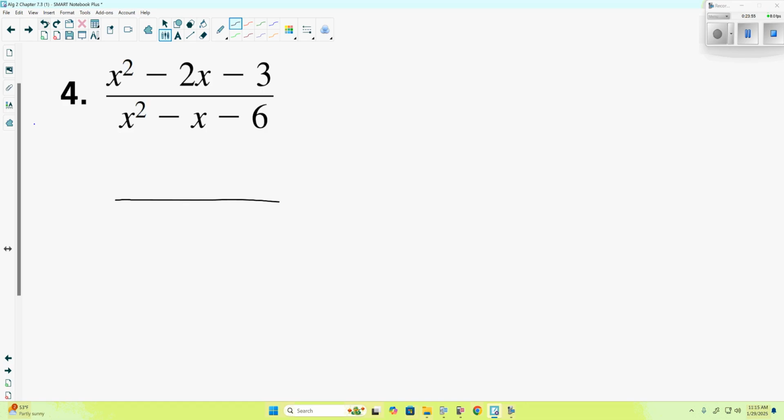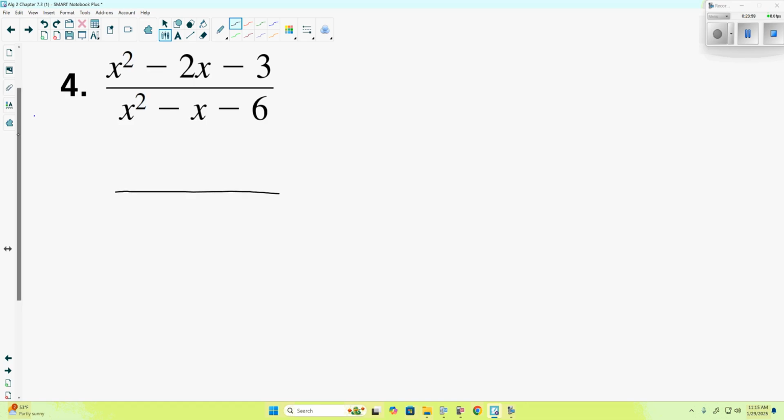That unfortunately doesn't work. It'd be nice if it did, but unfortunately the x squared minus 2x minus 3 is one expression. It's one term. We can't just break it up like we can with multiplication. Multiplication, we can split them apart easily. Addition, subtraction is a little bit harder. So the first thing we're going to have to do is factor.